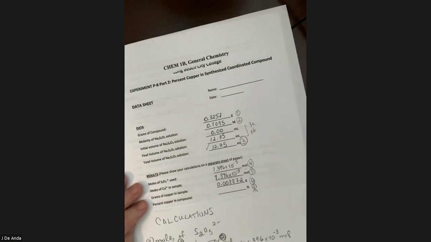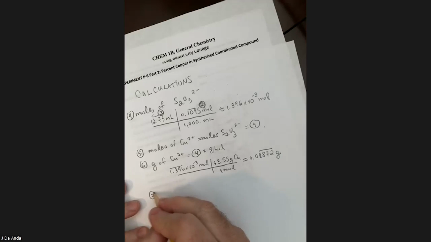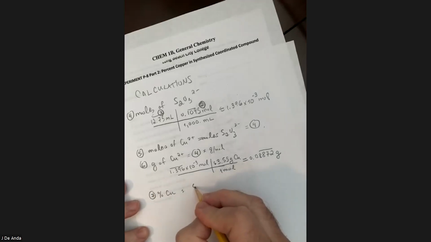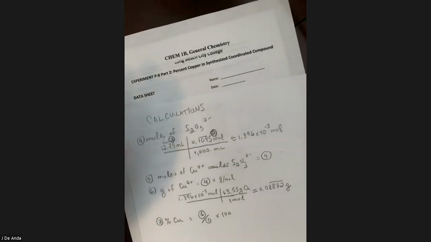0.00872 grams of copper. And now we're going to find what is the percent of copper in the compound. So again, we're going to use the same modality here. What is the percent of copper? So we have the grams of copper here, item number 6. We're going to divide that by the grams of compound that we had, which was item number 1. And we're going to multiply that times 100. All right, so let's go ahead and do that.